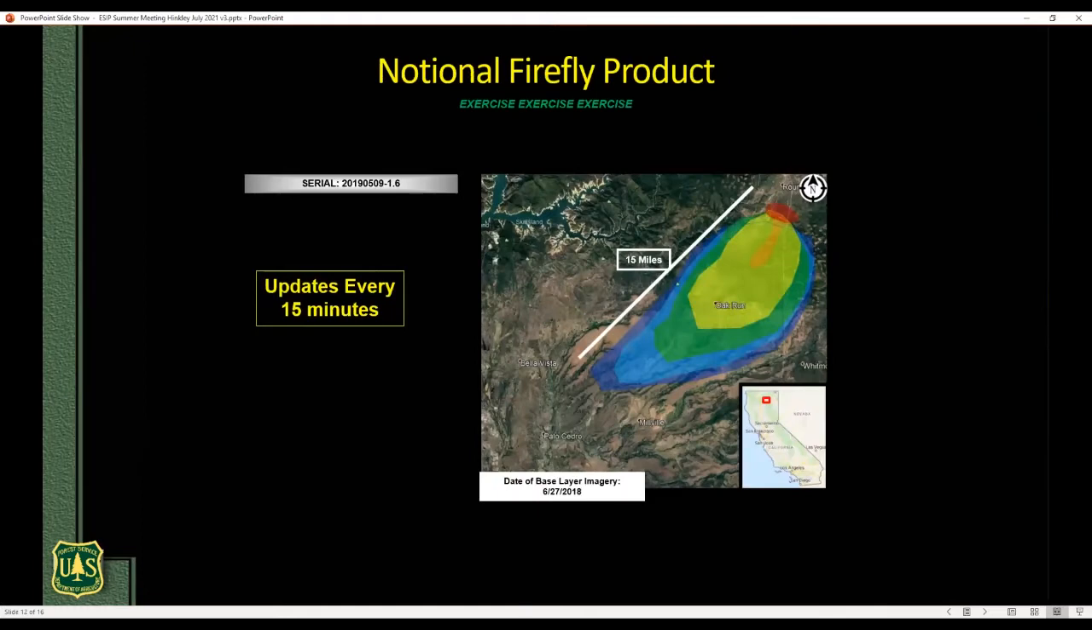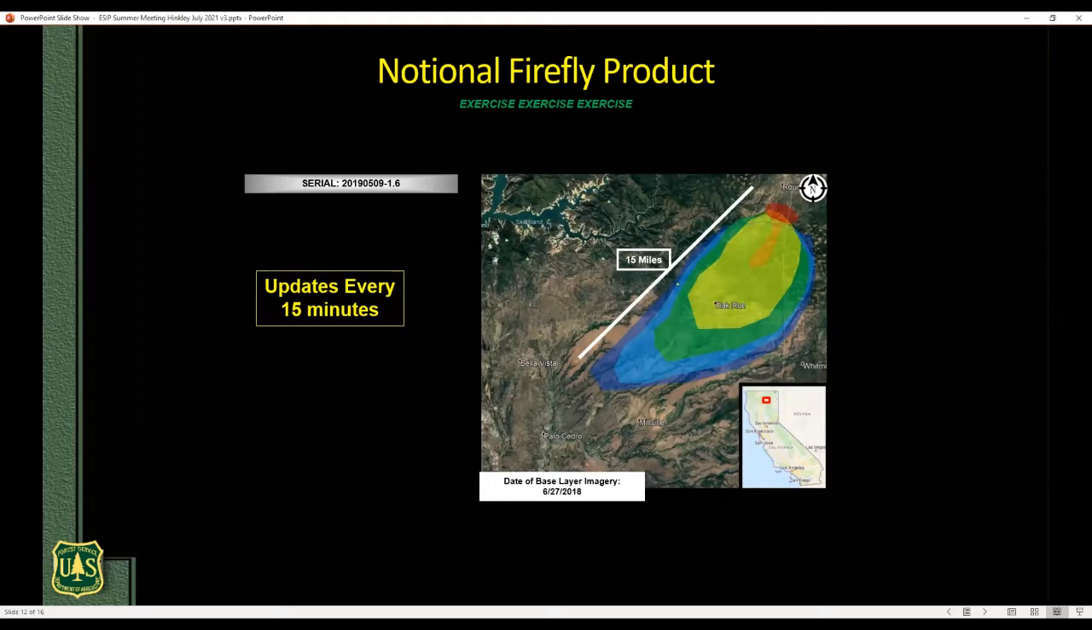And this is what the product looks like. You get these coarse polygons that are pumped out every 15 minutes, and you can start to see where the progression of the fire is going. This one happens to be pushing towards the southwest.